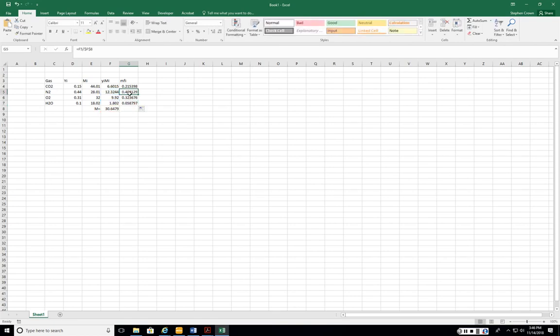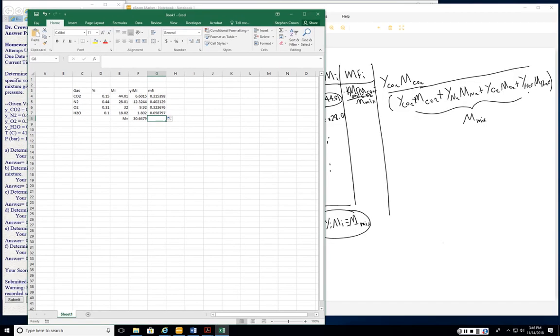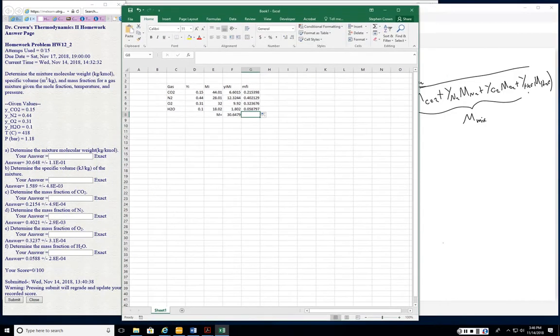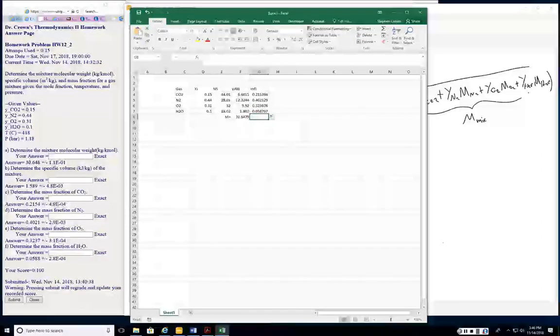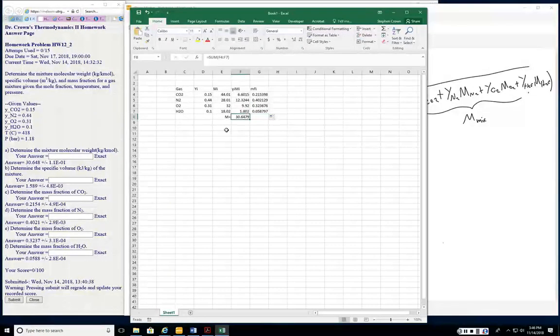And those are my mass fractions. And then I can go back, let's shrink this down a little bit and just check our answers. So I've got the mixture molecular weight should be 30.648, and I've got 30.648. And then my CO2 is 0.215, and 0.215, my N2 0.4021, my O2 0.3237, and my H2O 0.0588.